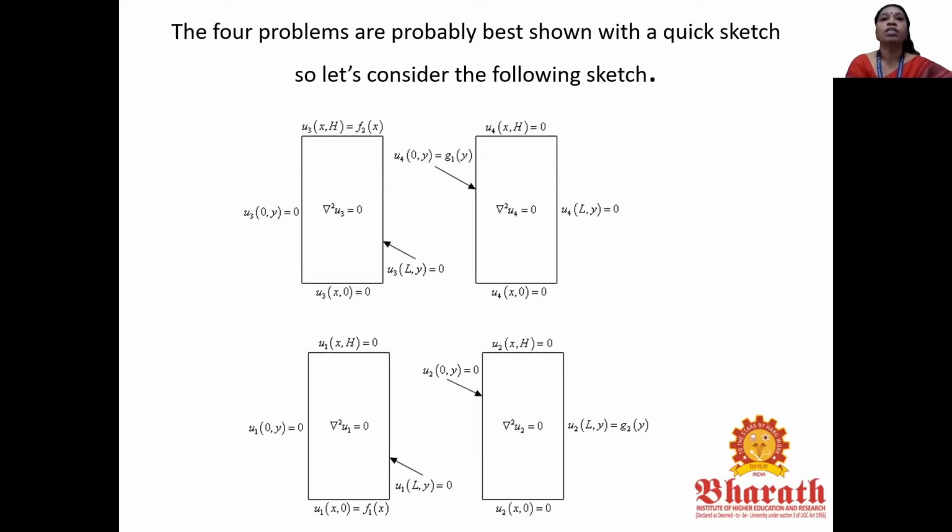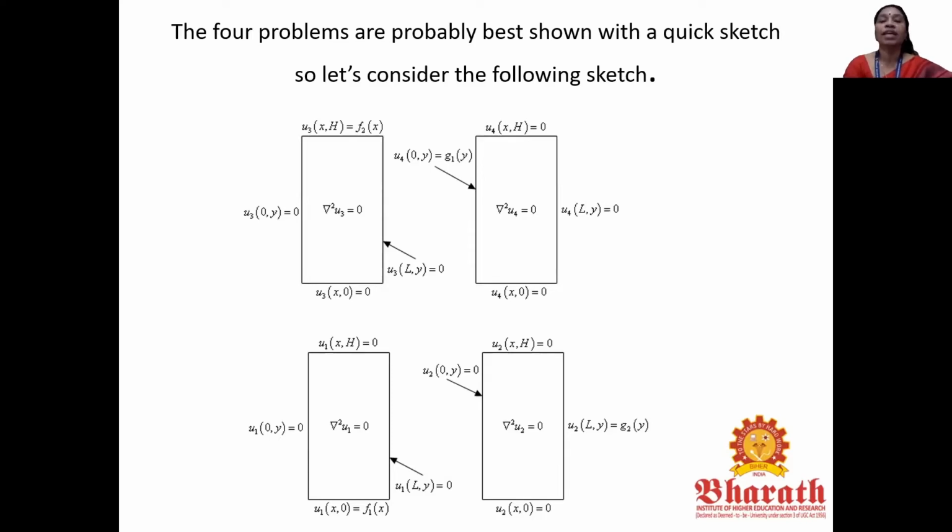First one is del square of u3 is equal to 0. There u3 of 0 comma y is 0 and u3 of x comma h is f2 of x, and u3 of x comma 0 is equal to 0. And here u4 of 0 comma y is g1 of y, u4 of x comma h is 0. So this is del square of u4 is equal to 0 and u4 of l comma y is equal to 0 and u4 of x comma 0 is equal to 0.